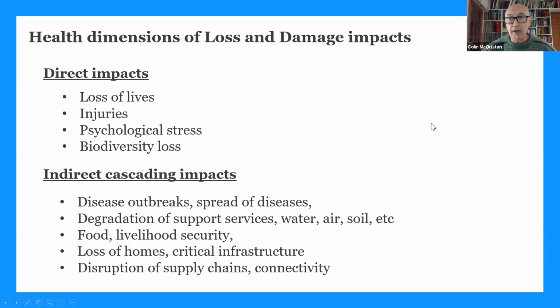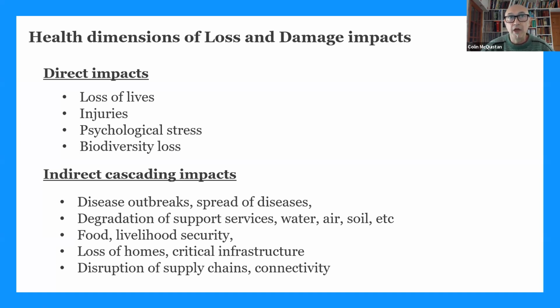So I just had a quick look at the literature around climate change impacts on health. And of course, there are the direct impacts. There's things like losses of lives, there's injuries, there's of course a lot of stress in communities that suffer these events and suffer these events more frequently, and they're less predictable. We've also got biodiversity loss as a result of acidification of the ocean, as a result of sea level rise, as a result of glacial melt.